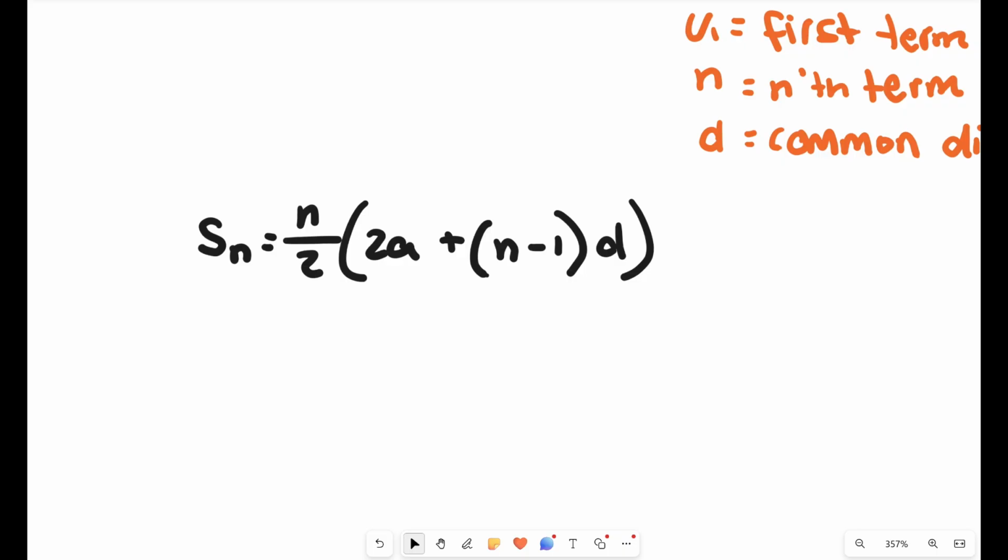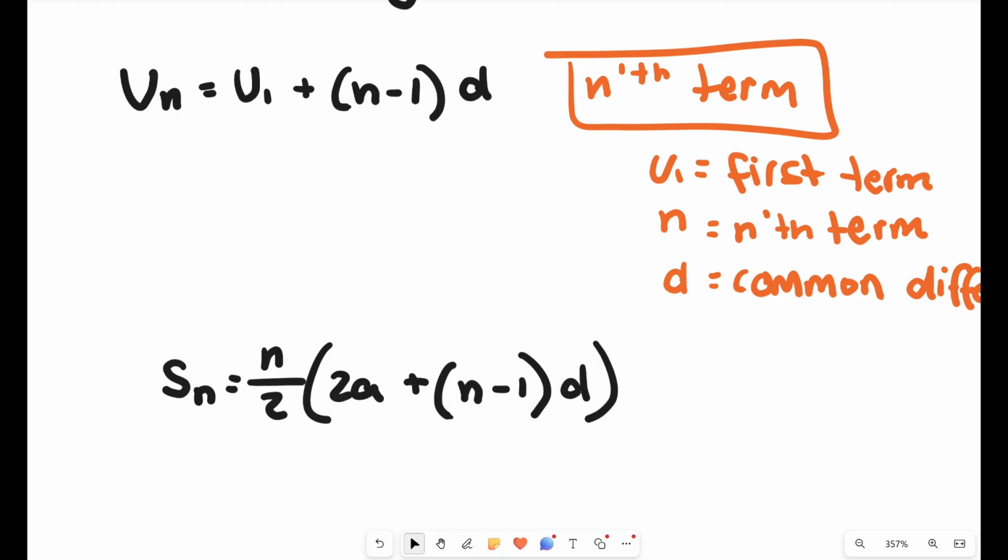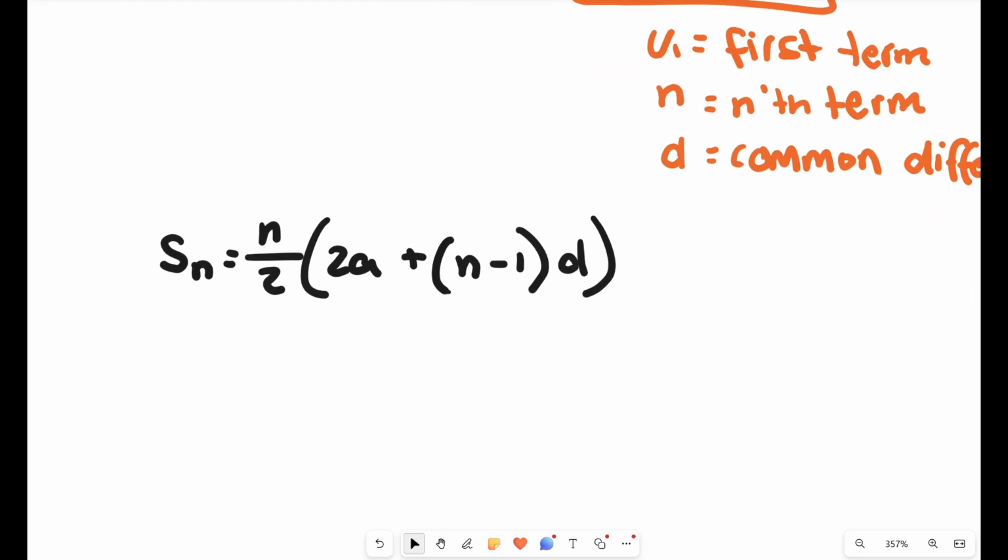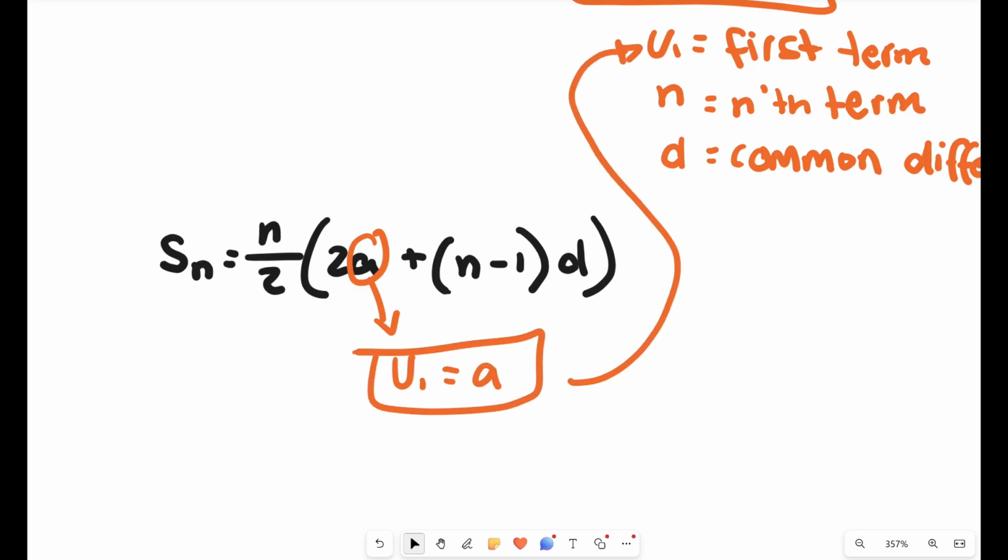The letters in the formula mean the exact same thing as in this first formula here. The only difference you can see is that there's an A. The A is basically another way of writing U1. So U1 and A are interchangeable. They basically mean the first term of the arithmetic sequence.